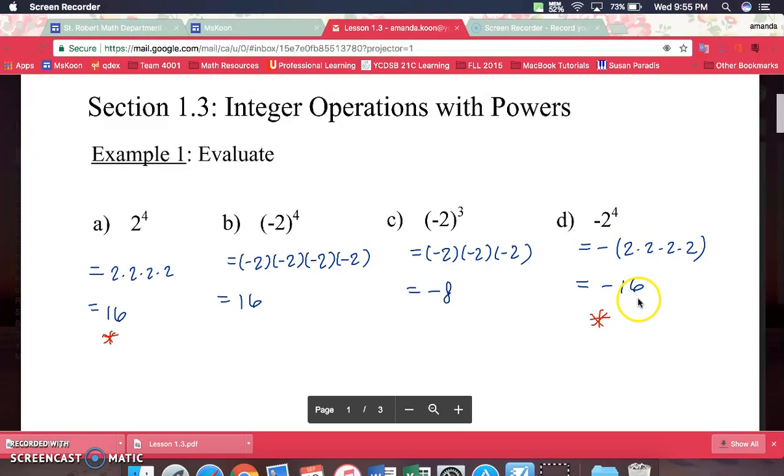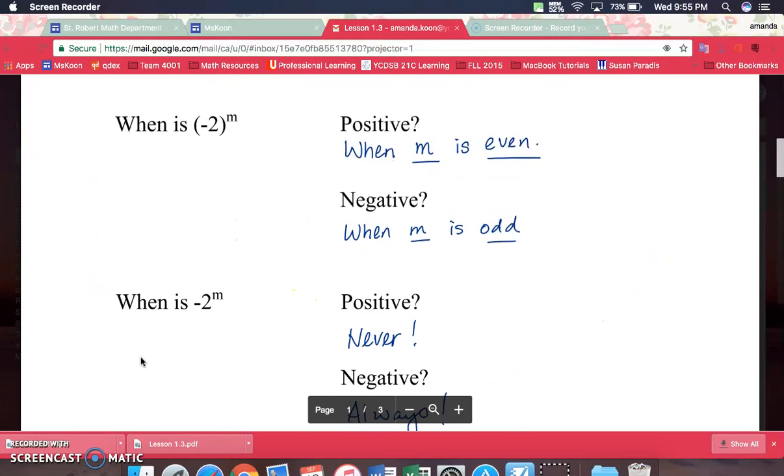So notice the difference between part D and part B as compared to part A. In general, when is (-2) in brackets, a negative base, to the power of m positive? Well, when you have an even number of multiples, then the whole answer will be positive. If m, the exponent, is odd, you will not have enough negative signs to pair up, therefore you will be left with a negative answer.